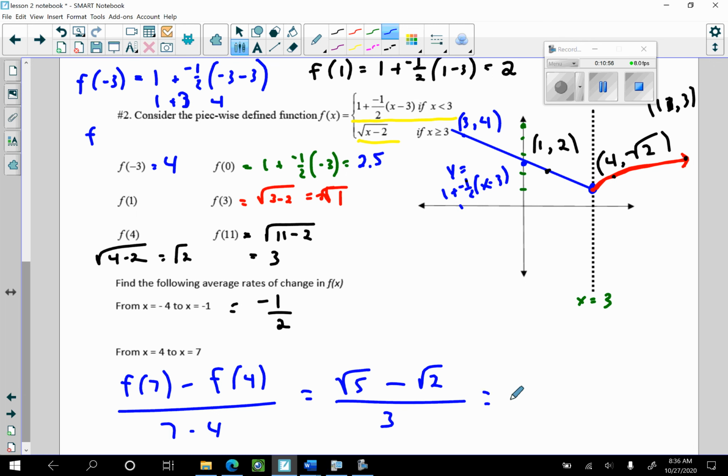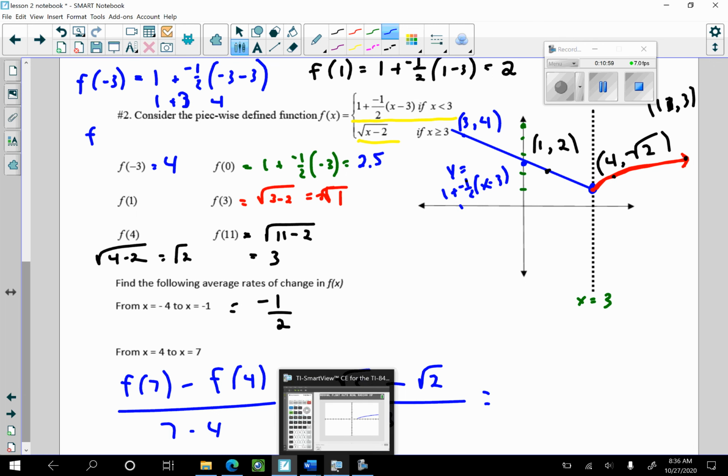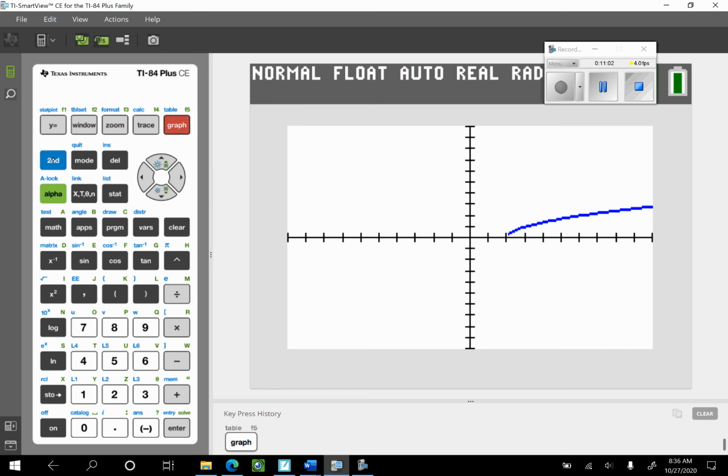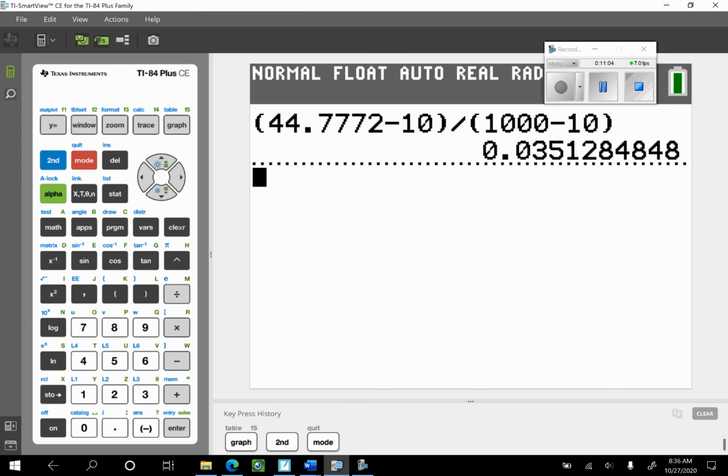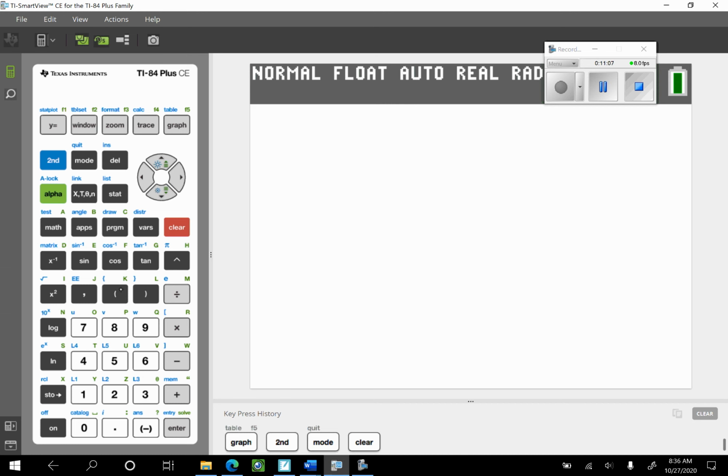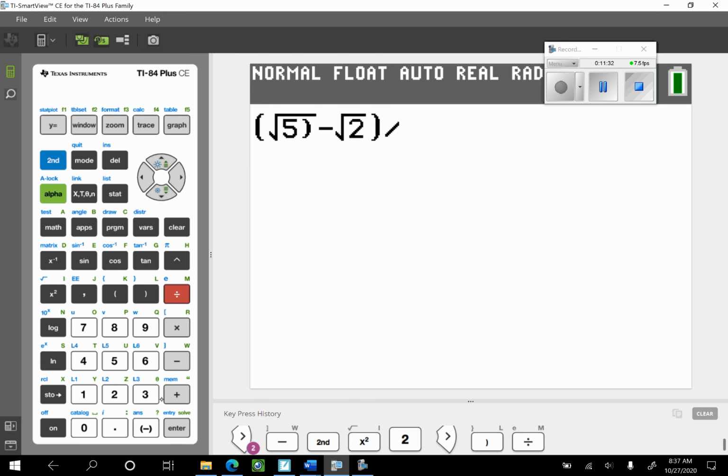So let's go to my calculator and find that bad boy to 4 decimal places. So let's go to my home screen. Clear that guy out. Parentheses, square root of 7, or is it the square root of 5? Well, the square root of 5 minus square root of 2, correct? Close my parentheses. That gives me my denominator, and divide it by 3.